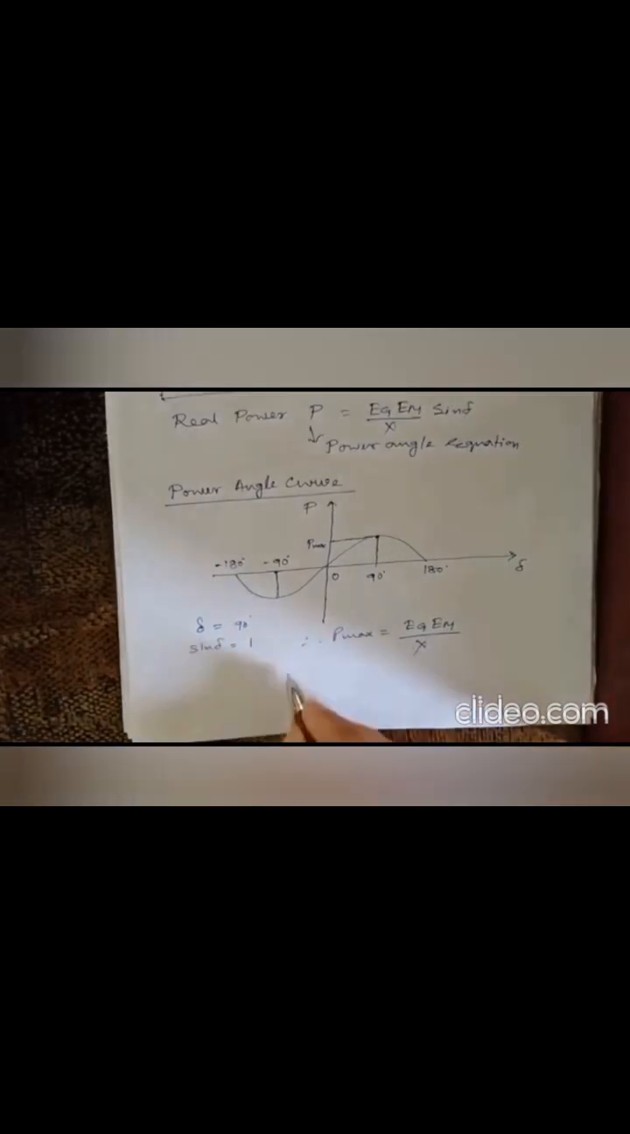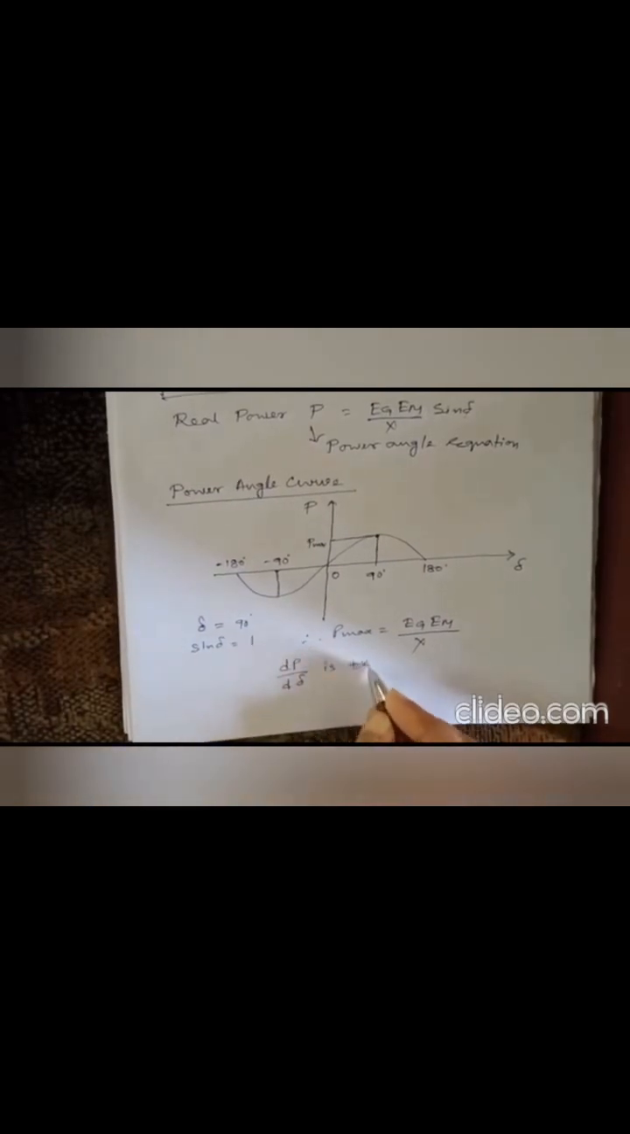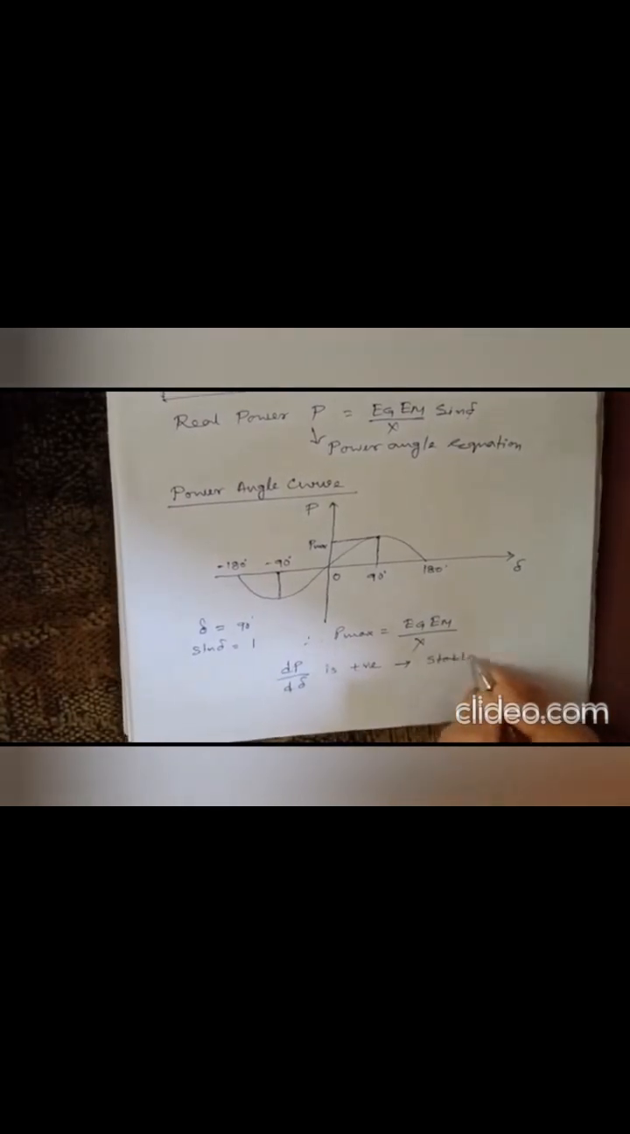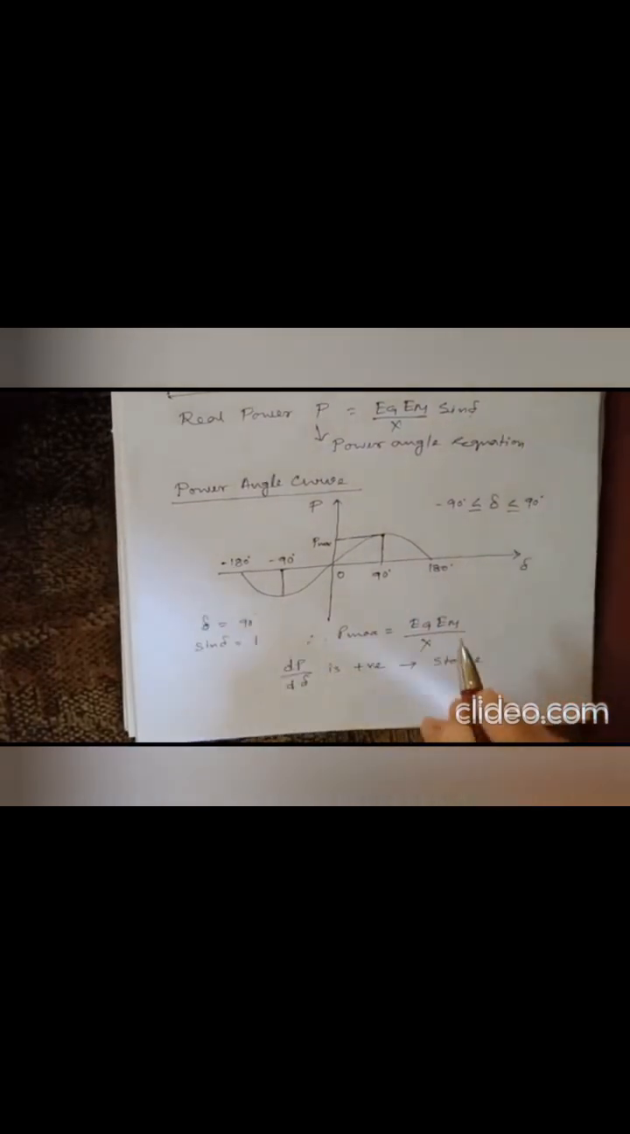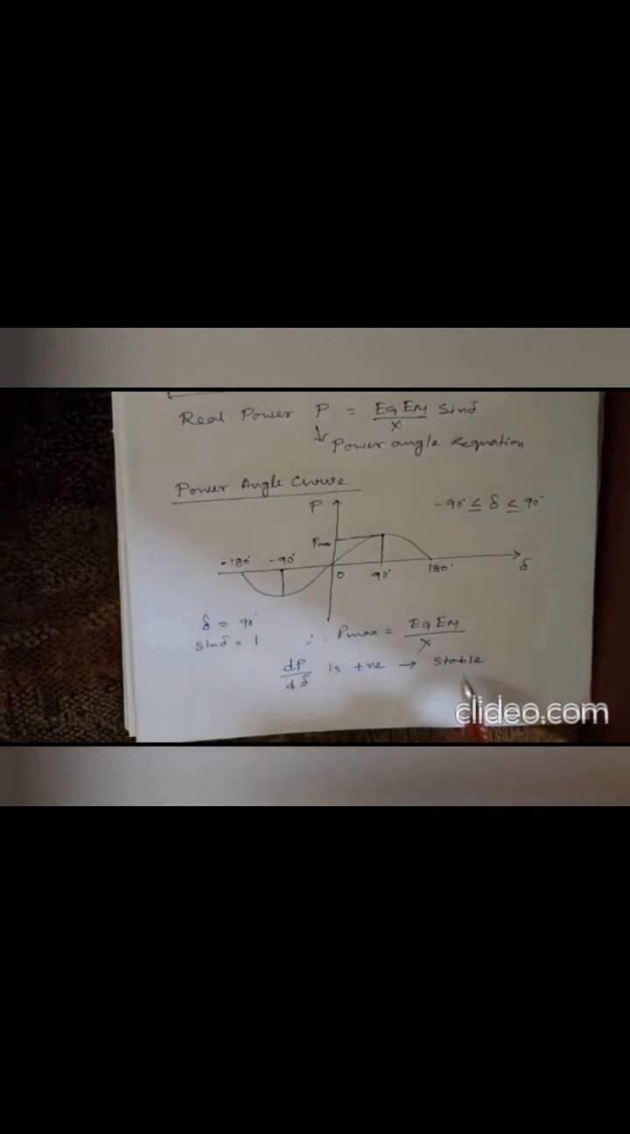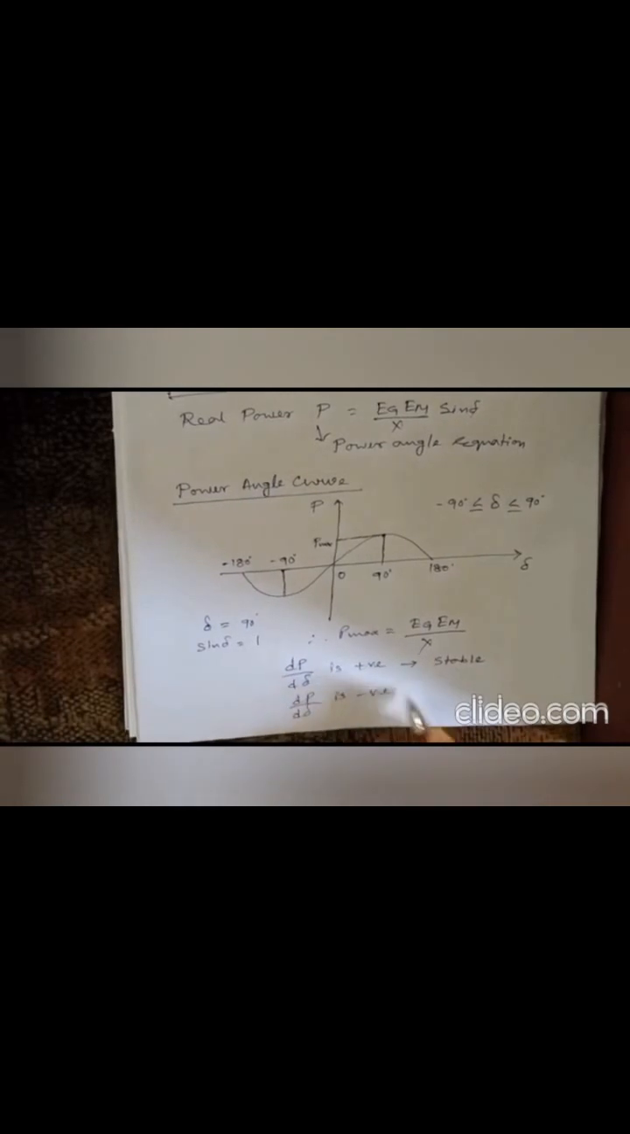When the slope del P by del delta is positive, then the system is stable. When the slope del P by del delta is positive, that means minus 90 less than delta less than 90. It means that an increase in displacement angle results in an increase in the transmitted power, and so the system will be stable. And if del P by del delta is negative, it indicates that the system is unstable.